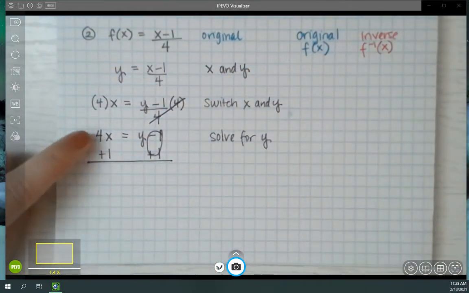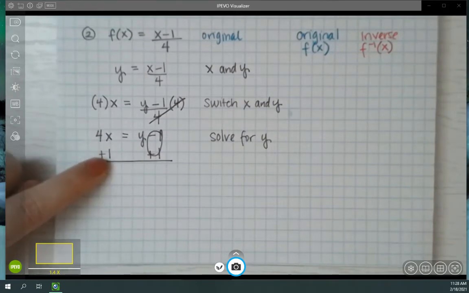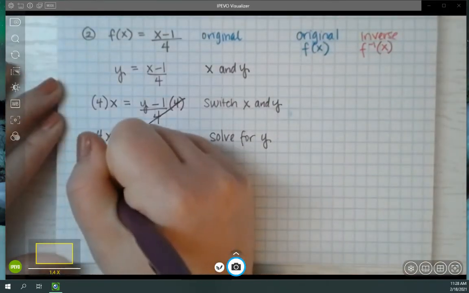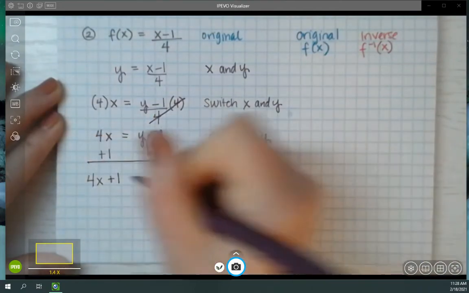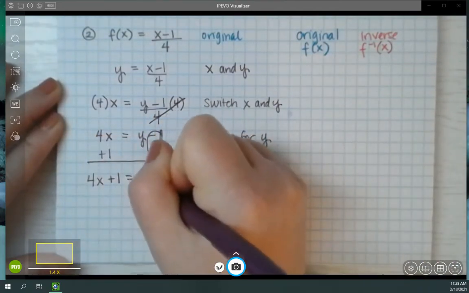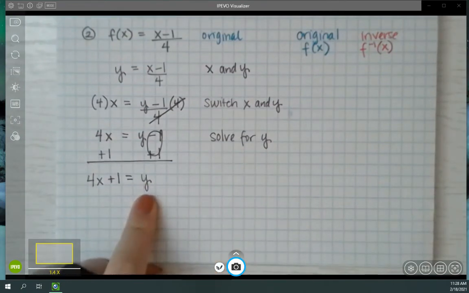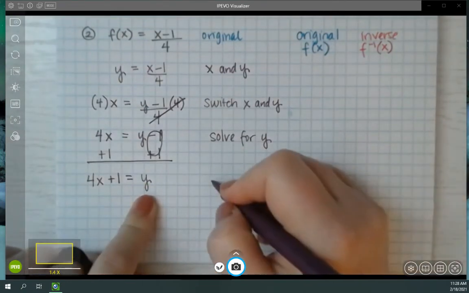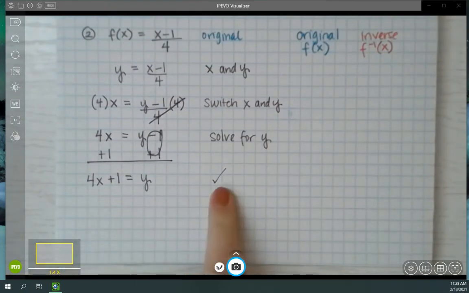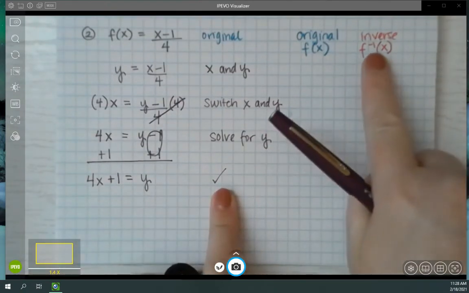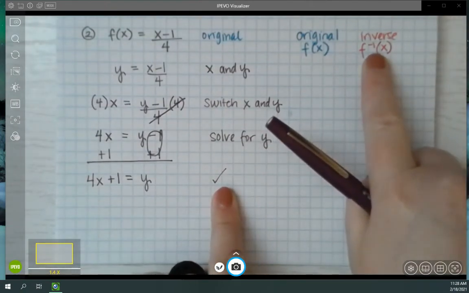Be careful, I have a 4x plus 1. Those are not like terms, so I've got to keep them separate. A 4x plus 1 is equal to the letter y. Our goal was to solve for y, and I have the y by itself. That's great. As of now, I'm finished, and I just need to put it in inverse notation.